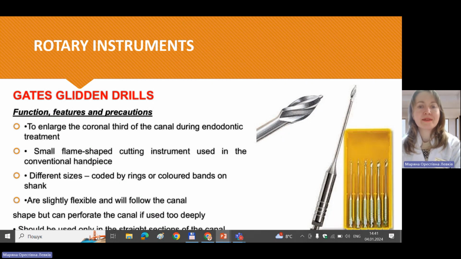The first, Gates Glidden drills. The function of this instrument is to enlarge the coronal third of the canal during endodontic treatment. They are small flame-shaped cutting instruments used in the conventional handpiece. They have different sizes, coded by rings or colored bands on the shank. They are slightly flexible and will follow the canal shape but can perforate the canal if used too deeply. Should be used only in the straight sections of the canal. Here you can see the magnified view of this instrument, Gates Glidden.